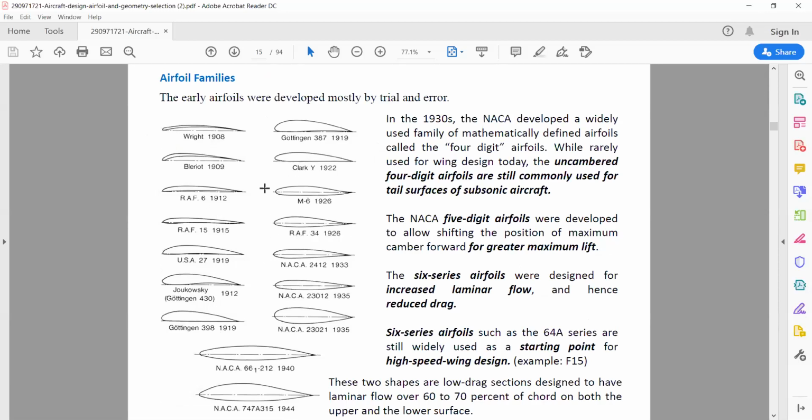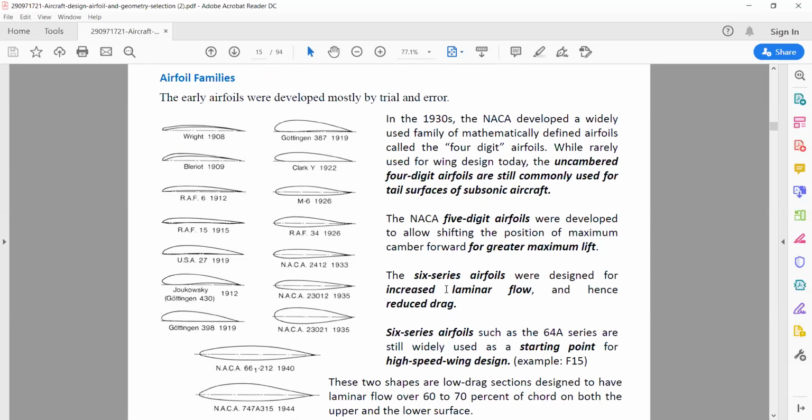Okay. And you can see airfoil families. We have different types of airfoil families. In the 1930s, NACA developed a widely used family of mathematically defined airfoils called 4-digit, 5-digit, and 6 series airfoils. In the 4-digit, uncambered 4-digit airfoils are still commonly used for tail surfaces of subsonic aircraft. The NACA 5-digit airfoils were developed to allow shifting the position of maximum camber forward for greater maximum lift. And 6 series airfoils were designed for increased laminar flow and hence reduced drag.